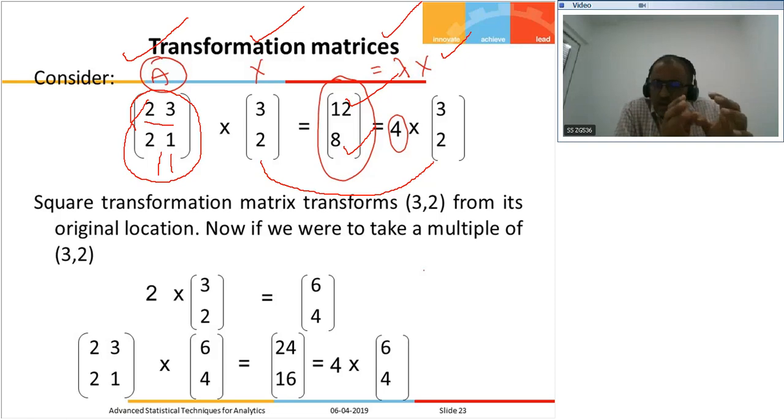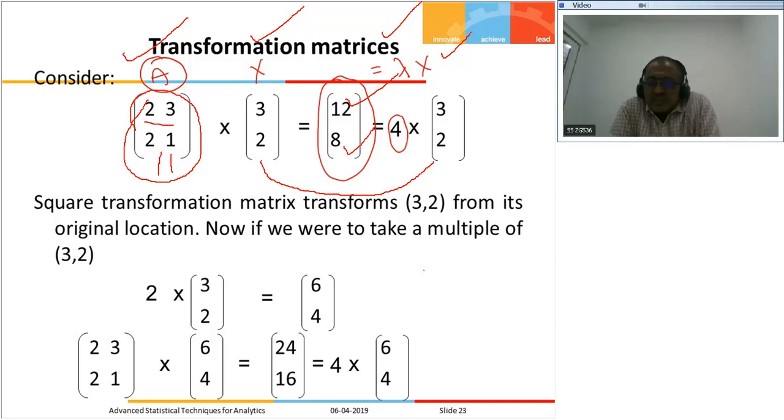If I am able to have this, then some names are there. Lambda is called the eigenvalue and x is called the eigenvector, and this matrix A is the transformation matrix. This is the basic definition. So whenever I have Ax equals lambda x, then lambda is called the eigenvalue and x is called the eigenvector.